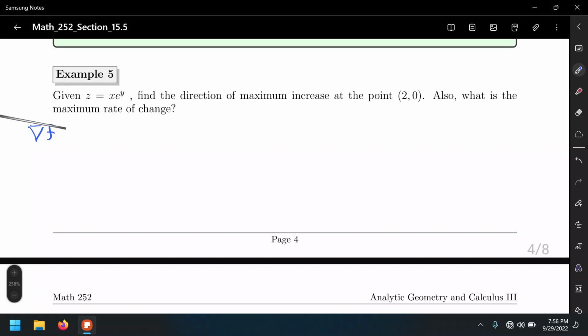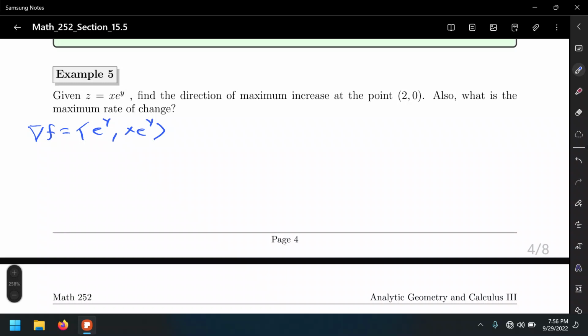nabla f. That's the derivative of x e to the y with respect to x. That's simply e to the y. And the derivative with respect to y, that's x e to the y, because the derivative of e to the y with respect to y is itself times this multiple constant. Well, so what else do we need to know?